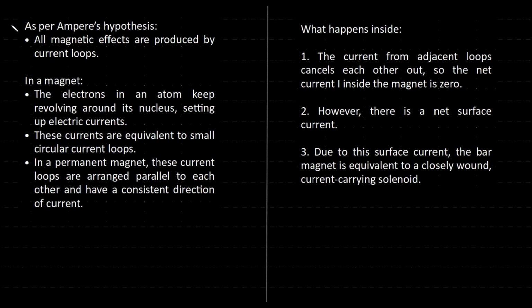So your write-up is a bit more complicated, but this is how it looks, and the diagram has to be written. All magnetic effects are produced by current loops. This is Ampere's hypothesis. Then in a magnet, the electrons in an atom keep revolving around the nucleus, setting up electric current. This current is equivalent to small circular current loops. In a permanent magnet, these current loops are arranged parallel to each other and have a consistent direction of current.